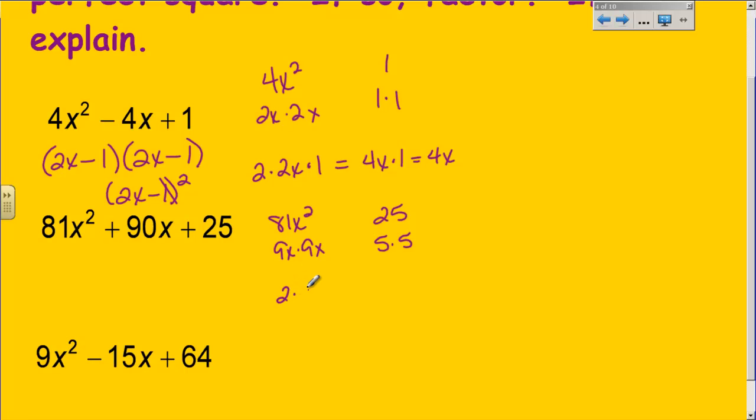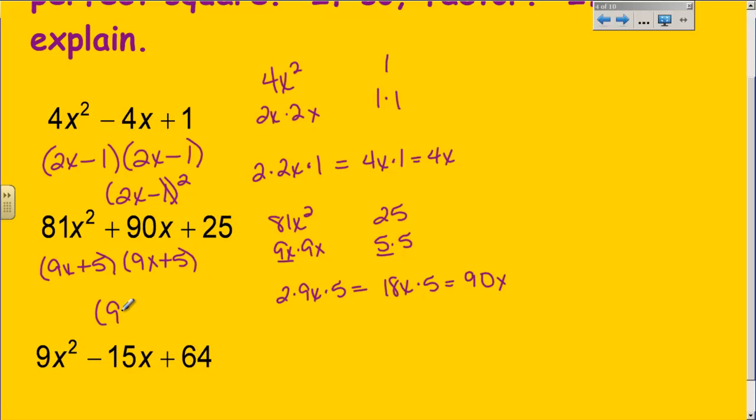2 times a factor from the first one and a factor from the last one. Well, 2 times 9x is 18x, and then 18x times 5, well, that's going to be 90x, unless I'm crazy and didn't do my math correctly. And I did. It equals 90x. So the middle term also checks out. So my two factors are, there's one here and one here, and since this one is a plus sign here, my two factors are 9x plus 5 times 9x plus 5, or 9x plus 5 squared.